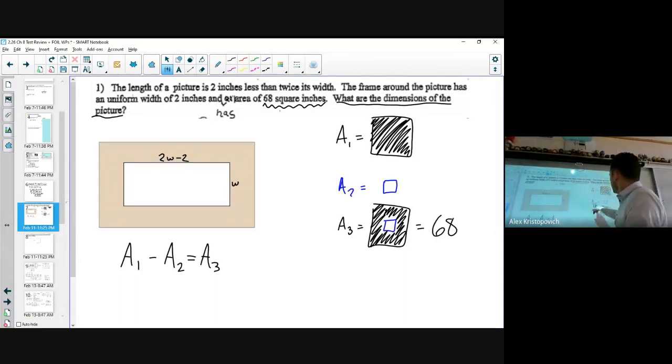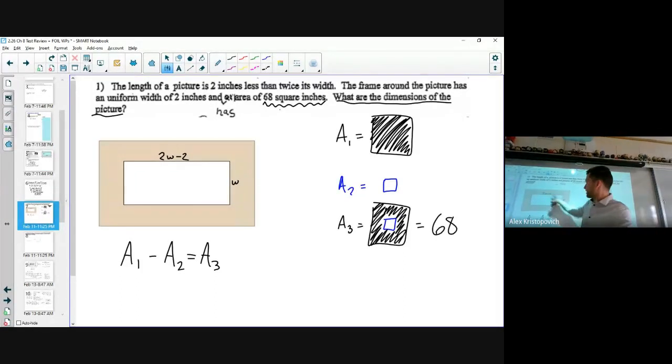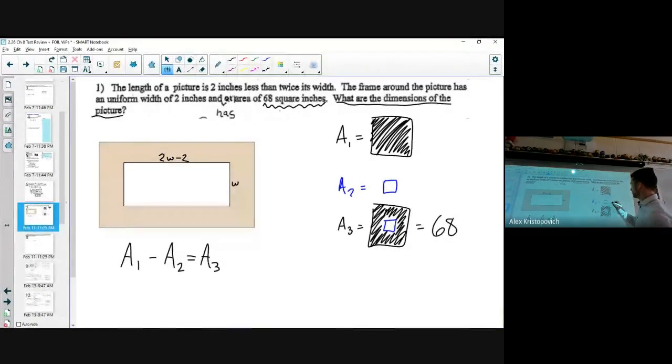The area of the small one, we can actually find that right now, right? 2W minus 2 times W. So I'm going to write that down. Length times width, W times 2W minus 2. And then, actually here, let's distribute this as well. We'll find the actual polynomial. So this would be 2W squared minus 2W. Cool. So now we have area 2.